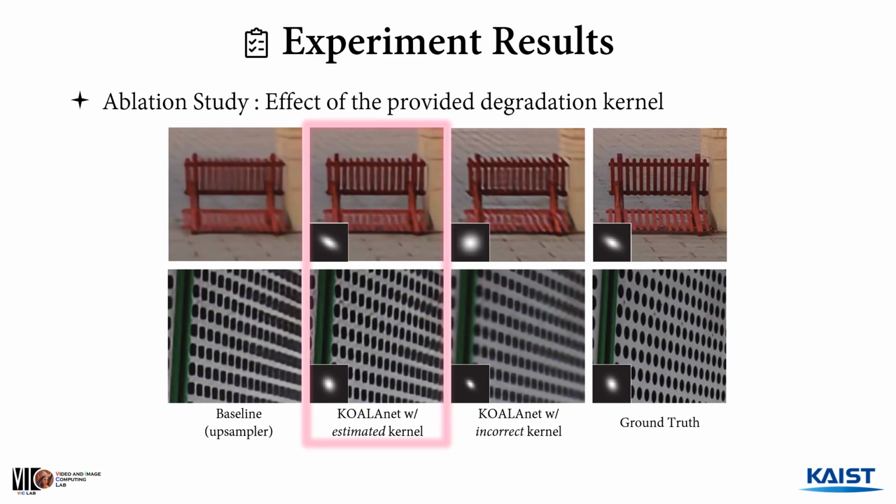In this experiment, we qualitatively verified the effect of the provided degradation kernels. With the help of the accurate kernel, the KOALA model effectively removes the blur compared to the baseline. When the incorrect kernels are deliberately provided in the third column, the upsampling network produces oversharpened or blurry results.